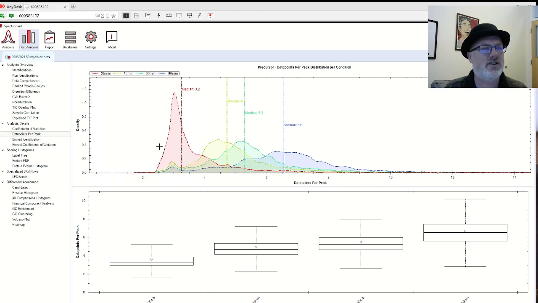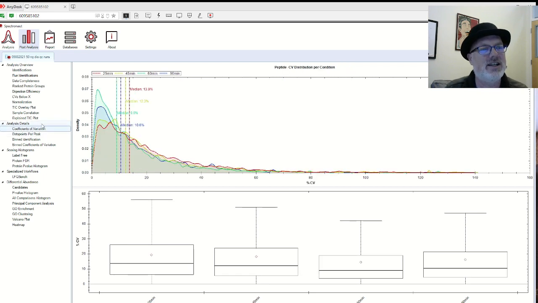And you can see for the 25-minute runs, we're only sampling at a median of 3.2 times. But you can see the shape of the curve. So that's why a lot of these data points look like triangles, because the average is only 3. And look, some are less than 3. So anyway, that's why we were not able to get as good quantitative accuracy.